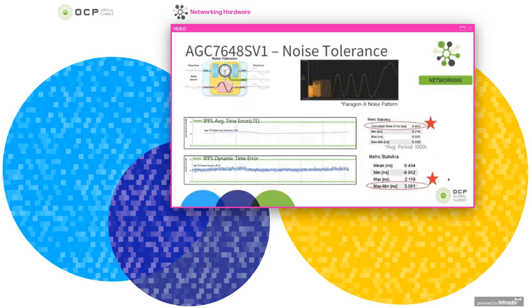And for the next item is noise tolerance. You can see we have used the Paragon X to input a noise pattern, a different sine wave combination, to our DUT, and it could still remain in a very stable status and not show any error in our system. It did have a little bit of influence, but not too much here. Still keep in the 5 nanosecond.